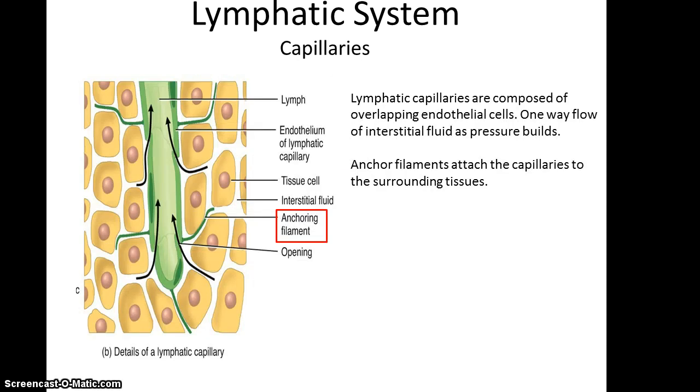The capillaries are basically made up of overlapping endothelial cells, as you can sort of see here. And as the amount of interstitial fluid increases, the pressure on this tube-like structure also increases, and eventually the endothelial cells will push in, making an open space that allows the interstitial fluid to flow in and become lymph. However, to make sure that those poor lymphatic capillaries aren't moved around and shifted, they also have what are called anchor filaments, and these protein structures help attach the lymphatic capillaries to the surrounding tissue so they stay in place.